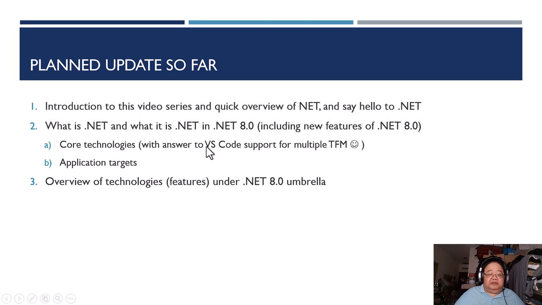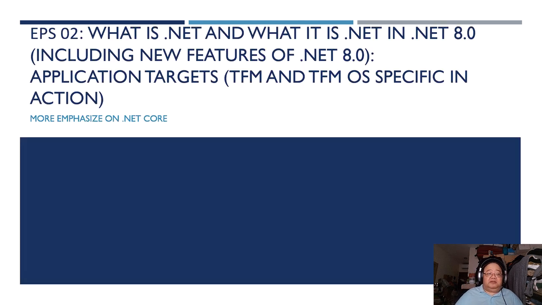But last week we discussed the core technologies, and now I'm going to answer about this one and also the application target. It means that target in a sense that what kind of application are you targeting to? Like either you are going to have a console app or a desktop app and other kinds of things like web. But basically, web in ASP.NET Core is a console app. And now let's start. The new application target like TFM and TFM OS specific.